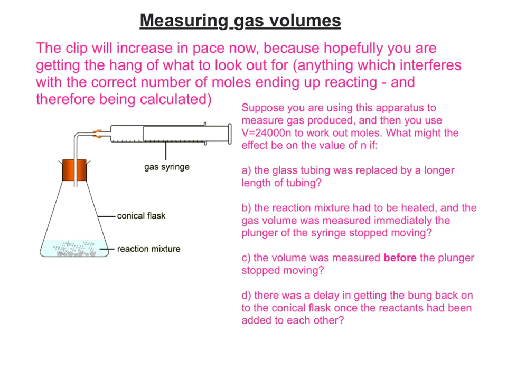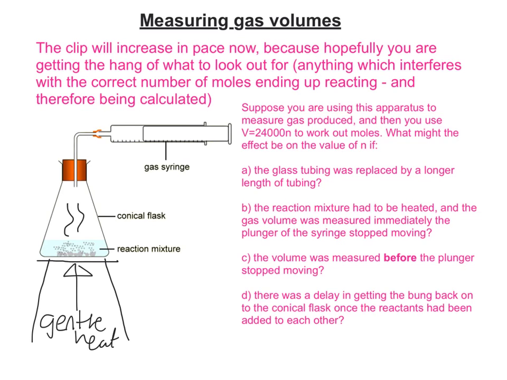So imagine you've got this set up. It's a reaction mixture, and maybe it had to be heated slightly, so we can assume maybe that it was on a tripod with some gauze, and we can add some gentle heat just to get it moving. So you get some gas coming off, it starts to fill the conical flask, and eventually the syringe, the plunger, starts to move, showing that there's some gas being made.